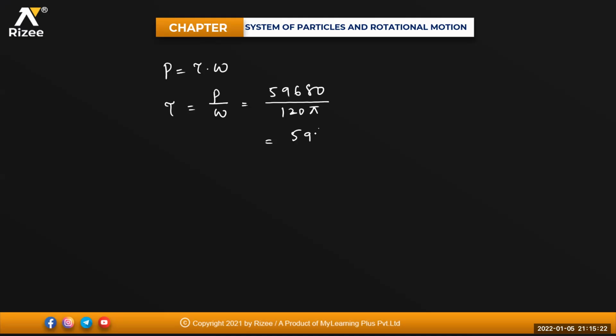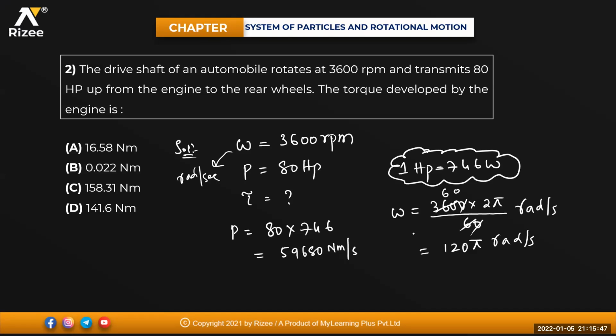So it is 59680 divided by 120 into 3.14. So calculate it, we'll get the answer for this. Is anyone giving the answer for me? C. Yes, beta. C is the answer, 158.3 something. Okay. Good question, beta.